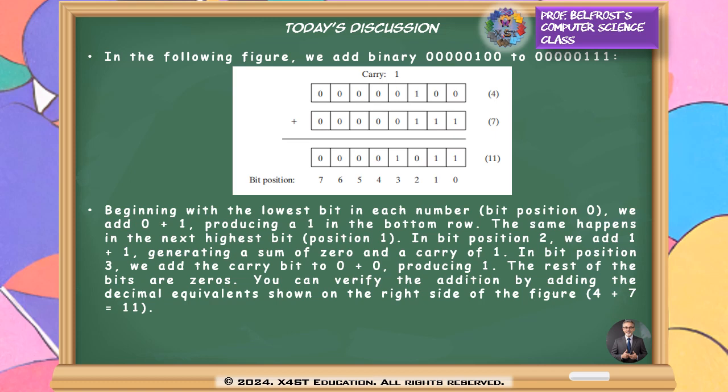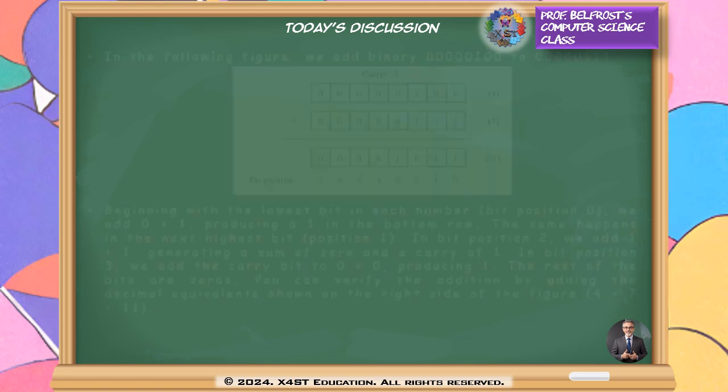And then the fifth position, 0 plus 0, is 0. The sixth and seventh positions are also 0 plus 0. The eighth position from the right is also 0 plus 0, which also gives us 0. So the final result is 00001011, which equals 11. Because 2 raised to the power of 3 plus 2 raised to the power of 1 plus 2 raised to the power of 0, that is 8 plus 2 plus 1, which is 11 for the decimal value.